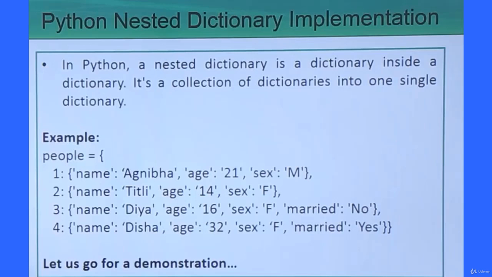In this session, we are discussing Python nested dictionary implementation. So how can a dictionary get nested? See here. In Python, a nested dictionary is a dictionary inside another dictionary. It is a collection of dictionaries in one single dictionary. So just consider this one.